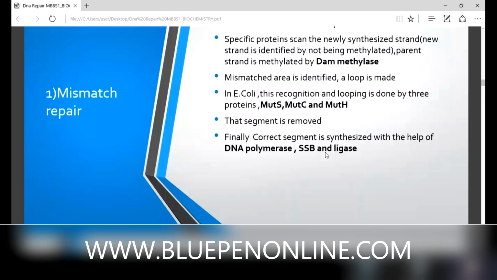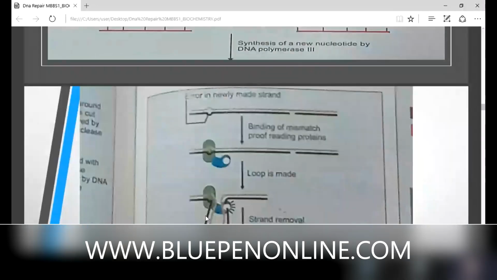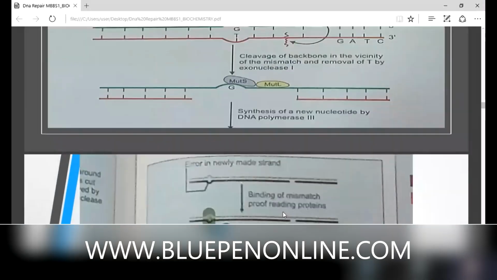You can see when these proteins, green, yellow, blue, white, these three proteins MutS, L and H, bind, a loop formation occurs and strand removal occurs. That's why I draw two diagrams, so that you can understand this loop. When these proteins bind, a loop forms and this loop is removed. Then the corrected strand will be there after repair. I think mismatch repair is clear.